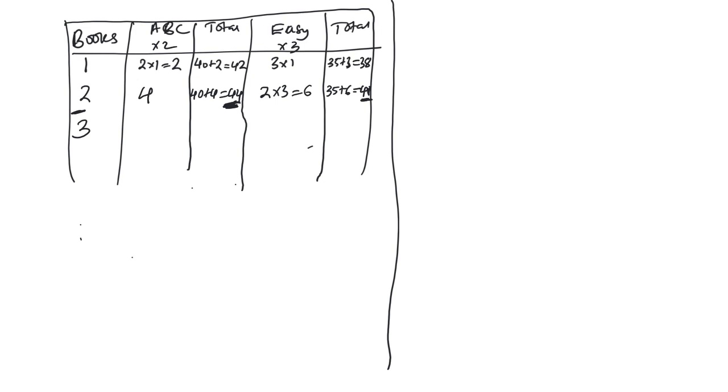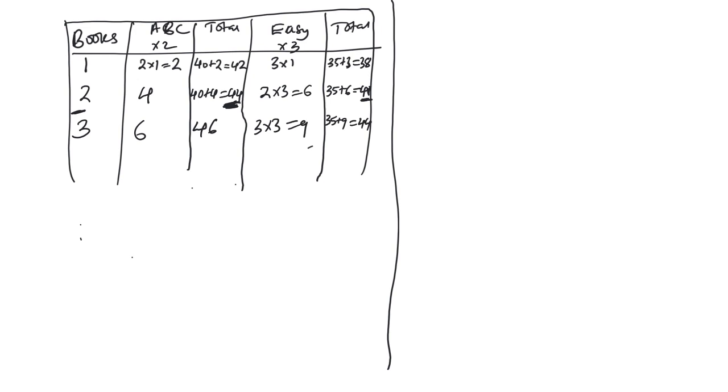So let's go to 3, assuming we read 3 books from each club. This will be 2 times 3, which is 6, and the total will be 40 plus 6, which is 46. Now what about this club? This will be 3 times 3, which is equal to 9, and the total will be 35 plus 9, which is equal to 44.